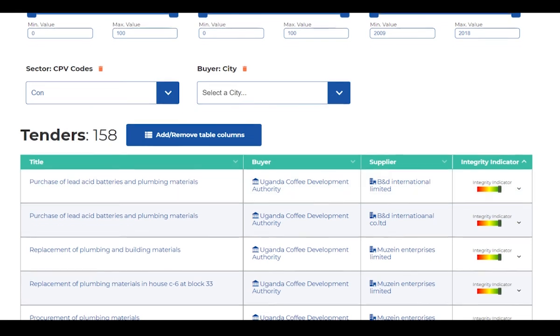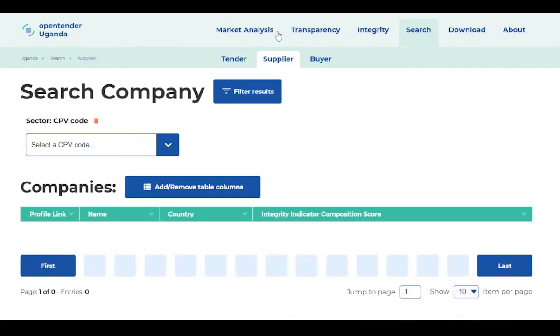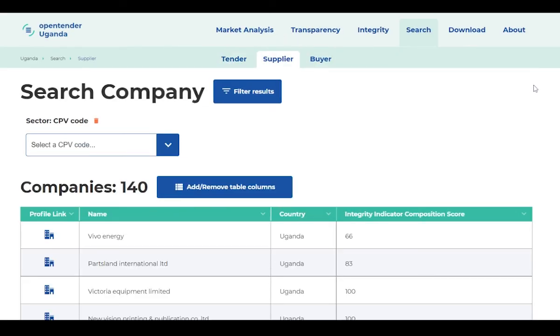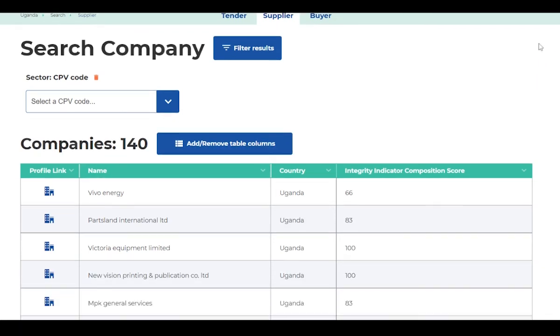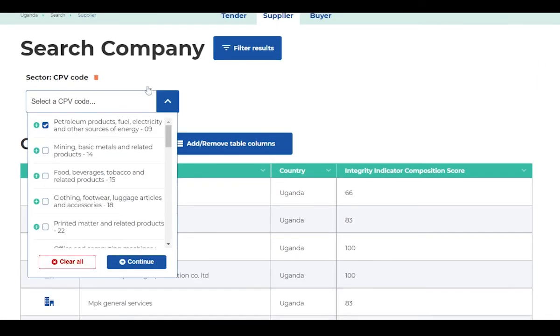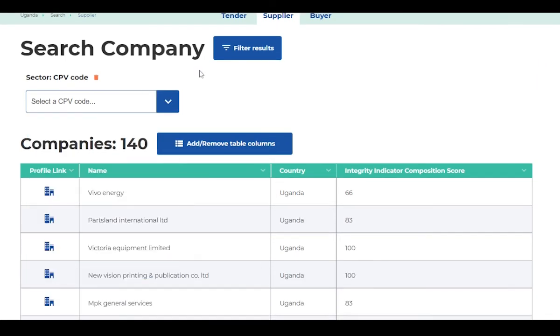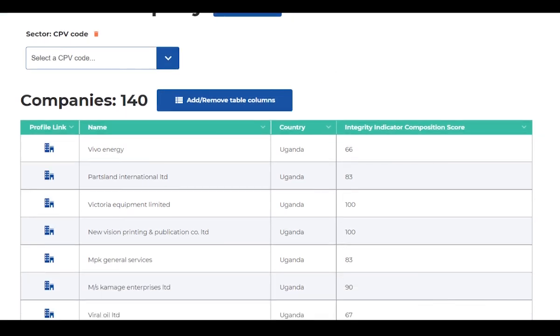If you're interested in high-risk suppliers in the construction sector, go to the Supplier tab and filter by sector. This will give you all of the suppliers winning contracts in that sector, and then you can rank them according to the integrity indicators.